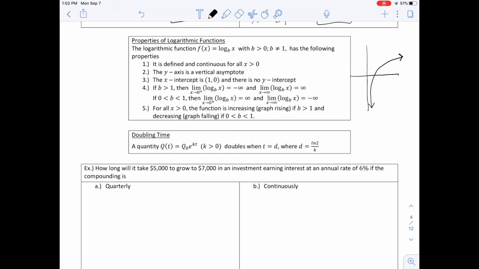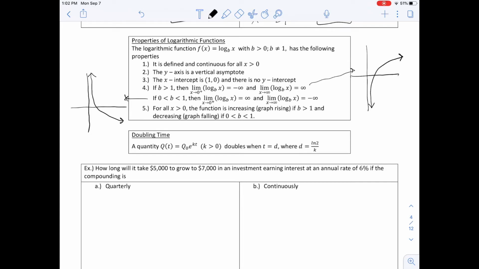And then it says if b is in between 0 and 1, then our logarithmic function, as we're approaching 0 on the right, is going up to positive infinity, and as x approaches positive infinity of our logarithmic function, it goes off to negative infinity. I'll go ahead and sketch what that would look like. And so again, you can see the limit as it's approaching 0 on the right side is going up to positive infinity, and as x approaches positive infinity of our logarithmic function, it's going down to negative infinity.